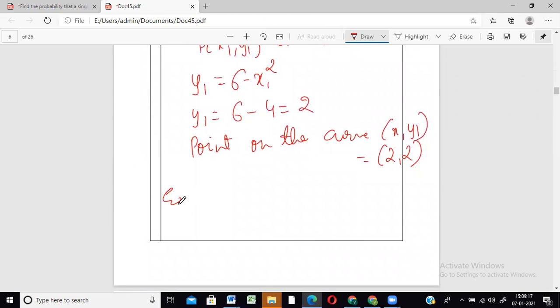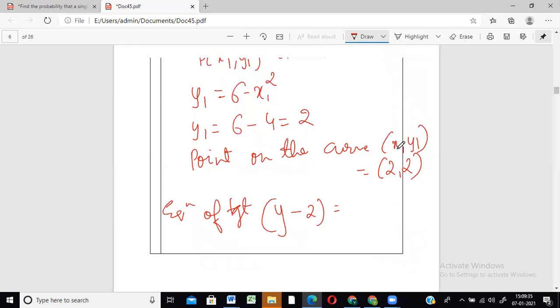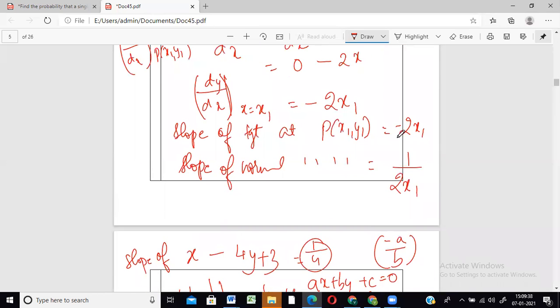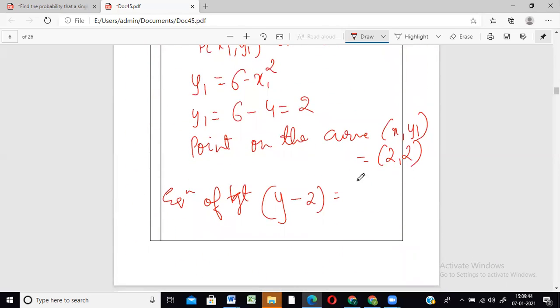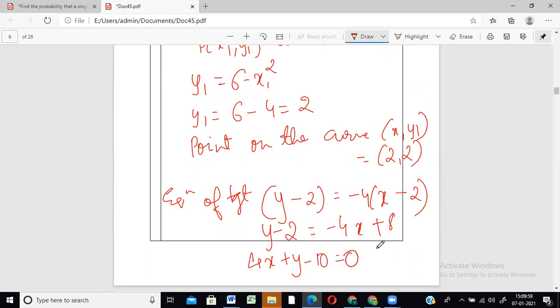So now the equation of tangent will be y minus b, no? This is your a and b, or your x1 and y1 now. So y minus b is equal to f dash of a, correct? What is your f dash of a? What was your derivative? The derivative for the tangent was minus 2x1. The value of x1 we know is 2 now. So that will be minus 4 into x minus a, correct? So y minus 2 is equal to minus 4x plus 8. So this becomes 4x plus y minus 10 equal to 0.